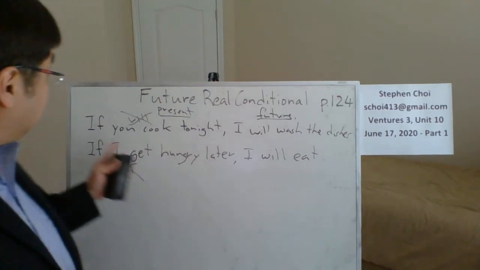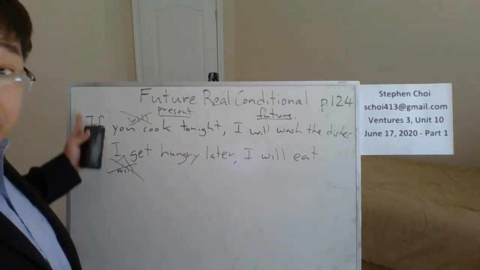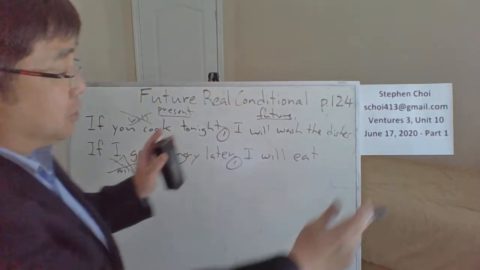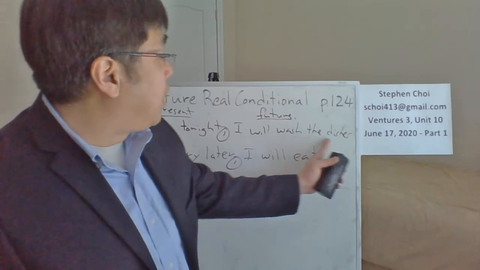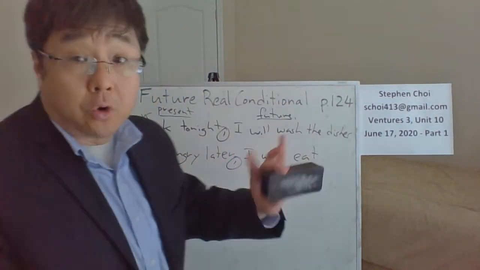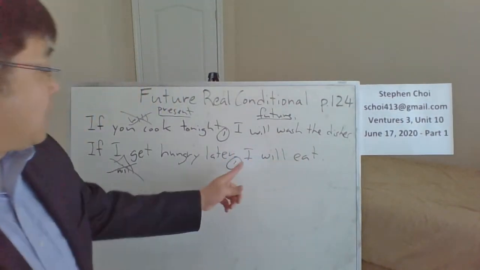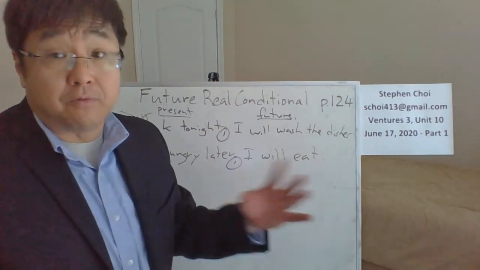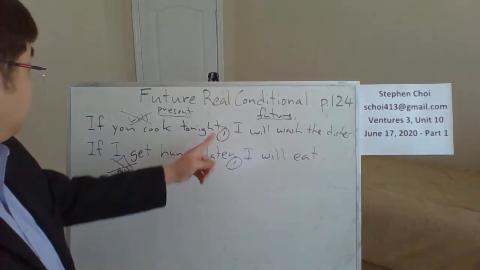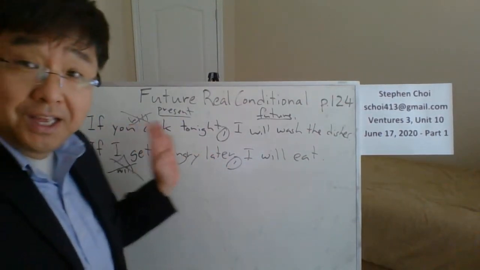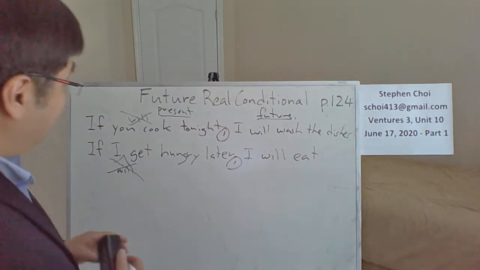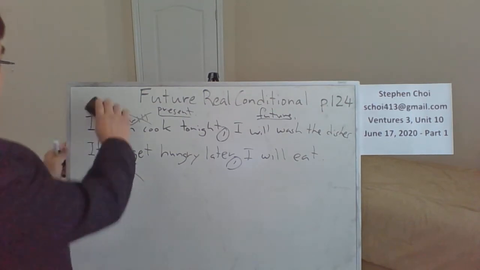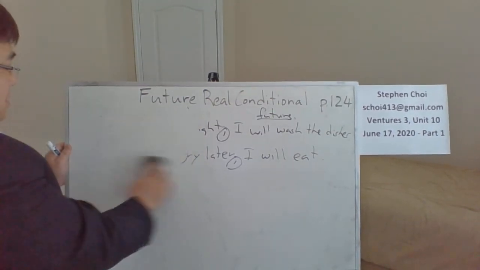That's the main thing. And if you start with the dependent clause or the conditional clause, you've got to put the commas. But if you start with the main clause, "I will wash the dishes if you cook tonight," then no comma. If you begin with the main clause, "I will eat if I get hungry later," no comma. But you put a comma if you begin with the conditional clause. Okay, so I think that's simple enough, right? That's very straightforward.